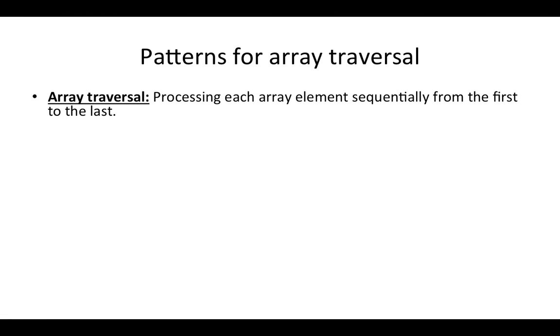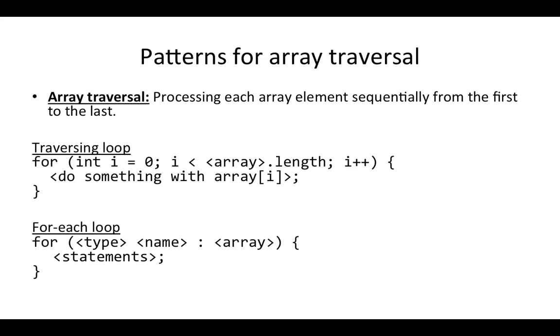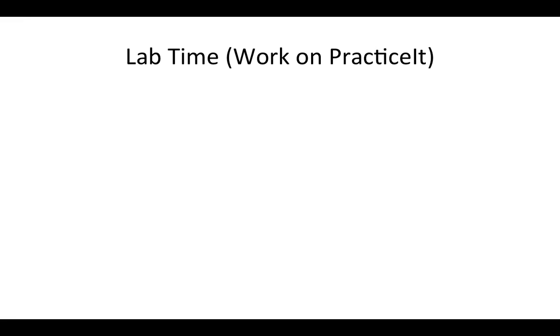So there it is, array traversal. Array, I've been teaching too much geometry. Array traversal, processing each array element sequentially from the first to the last. Or at minimum, it means to visit your data collection. So here is the different ways we might do it. Here is the traversing loop and a for each loop. Both are valuable for traversing, and you will not exclusively use for each to traverse. There's different ways to do that.